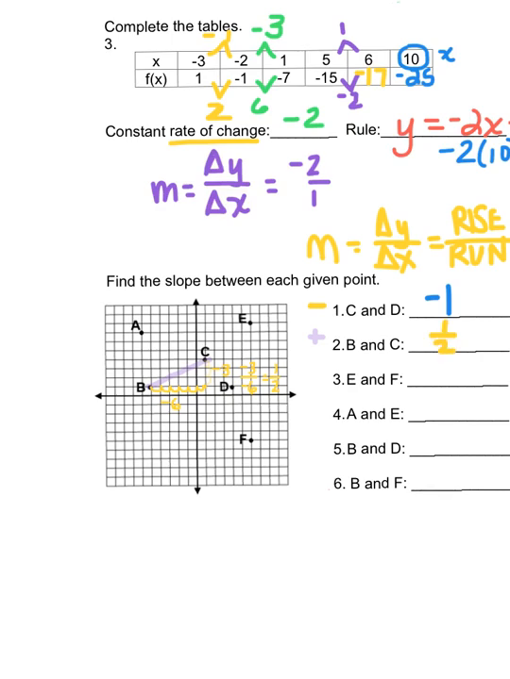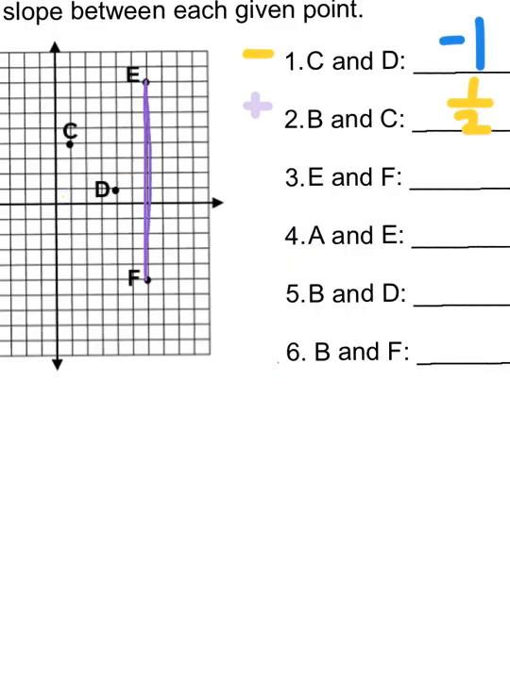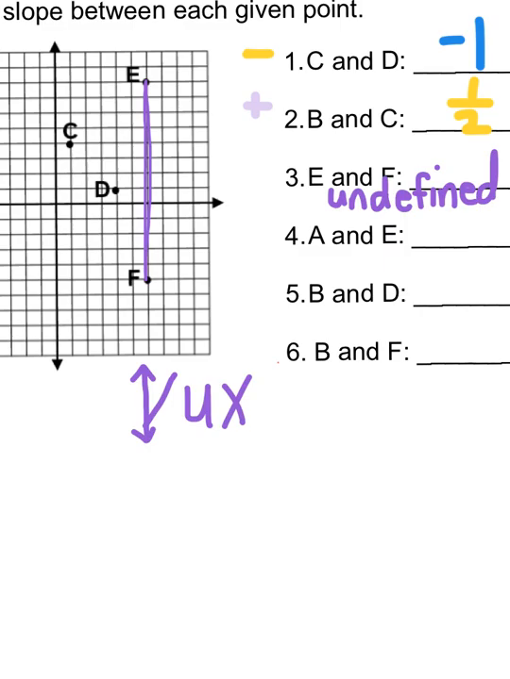Now let's look at the slope of the line going through points E and F. For number 3, we can look at this line, but it is a special case. The reason that it's special is because it's a vertical line. And when you see a vertical line, I want you to think the word VUX. So in this special case, you have a vertical line, then it has an undefined slope.